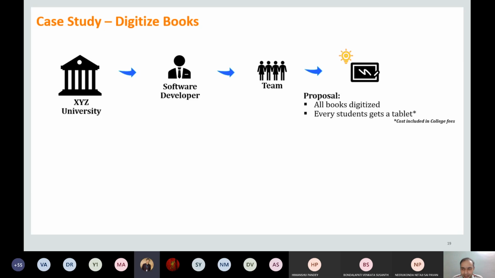So it will be included in the fees. Yeah, cost included in college fees. Okay, thank you. Sorry, you can mute yourself. Okay, so every student will get a tablet, but again, cost included in college fees.